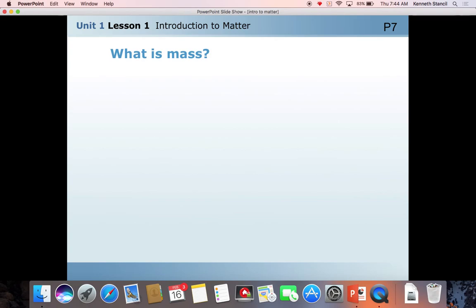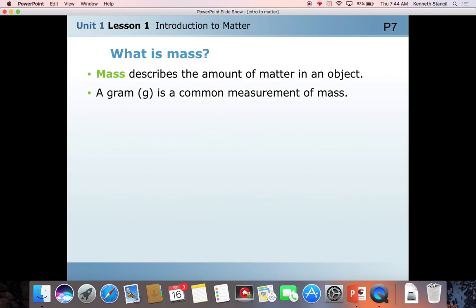What is mass? The amount of matter in an object. Okay? That's our definition that we've had. A gram is a common measure of mass. That's what it's measured in. If you'll notice in science, they start moving away from U.S. measurements, and they move toward the metric system. We are one of the few industrialized countries in the world that have not moved to the metric system.